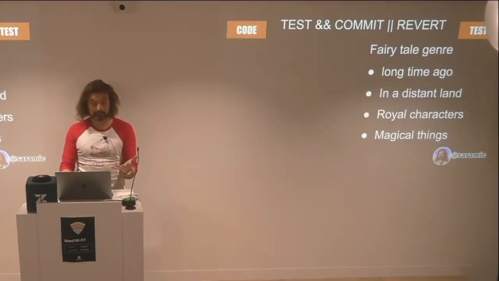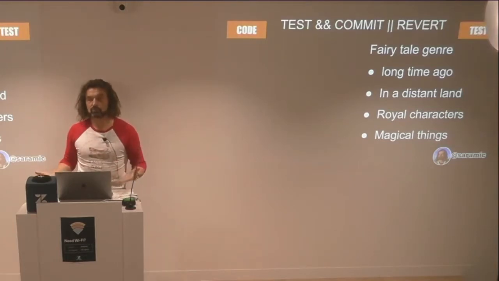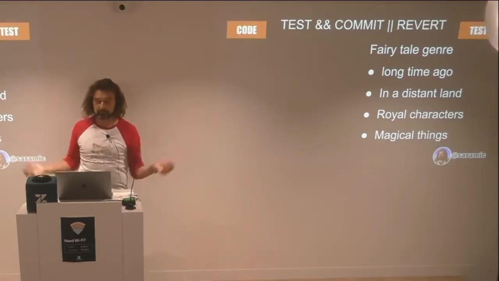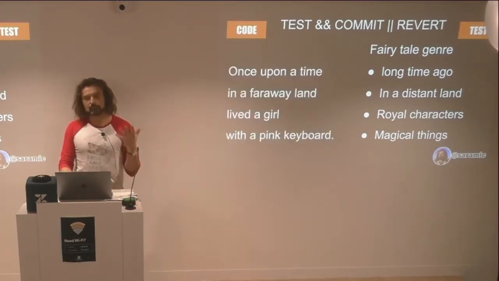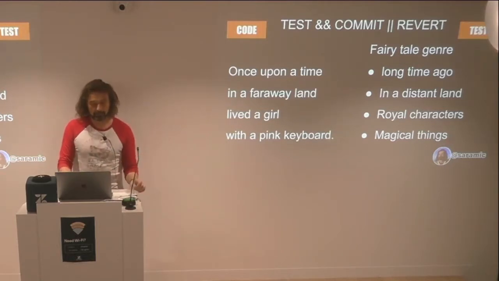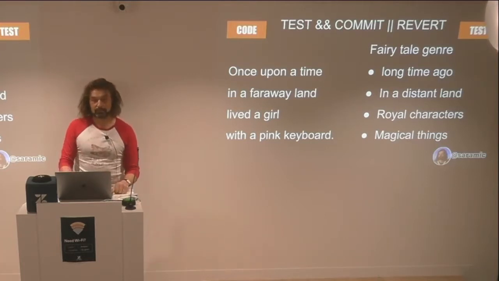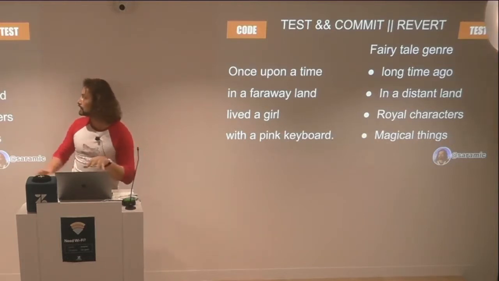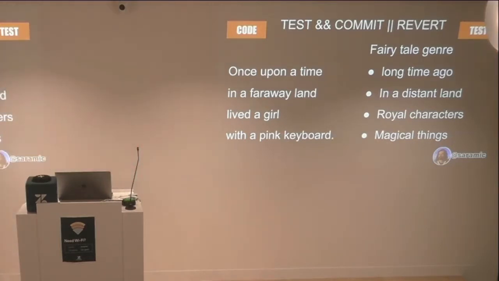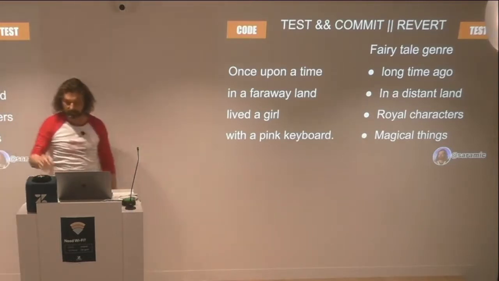So we had this test and we thought, well, that was a good test. I could just use it again. I could say, hey, fairy tale genre. It needs to be a long time ago. There needs to be a distant land. There's four tests. And then we write our implementation, right? Once upon a time in a faraway land lived a girl, not royal character, with a pink keyboard. And now I'm going to do what it says there. I'm going to run the tests. And if the tests are good, I'm going to do tests and commit, save. But if the tests are bad, I'm not going to do the commit. I'm going to do this revert thing. So let's see what happens.